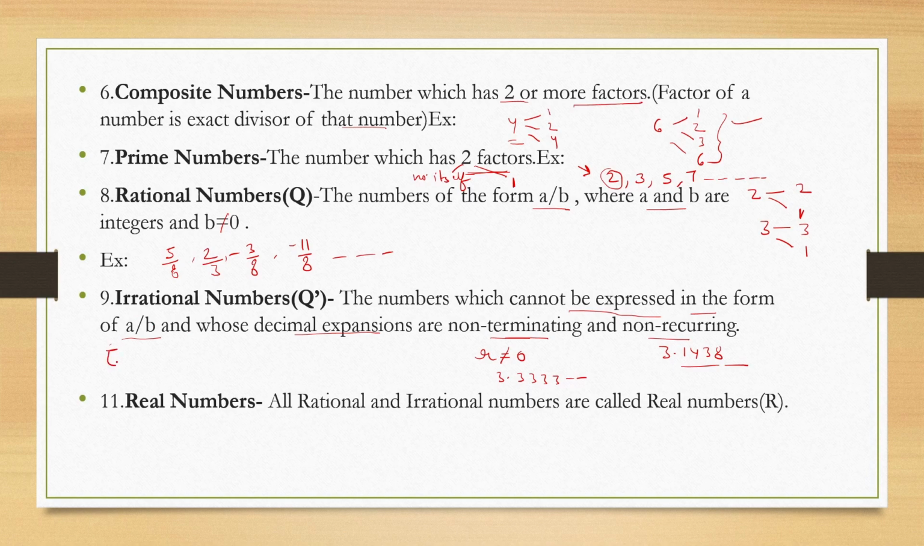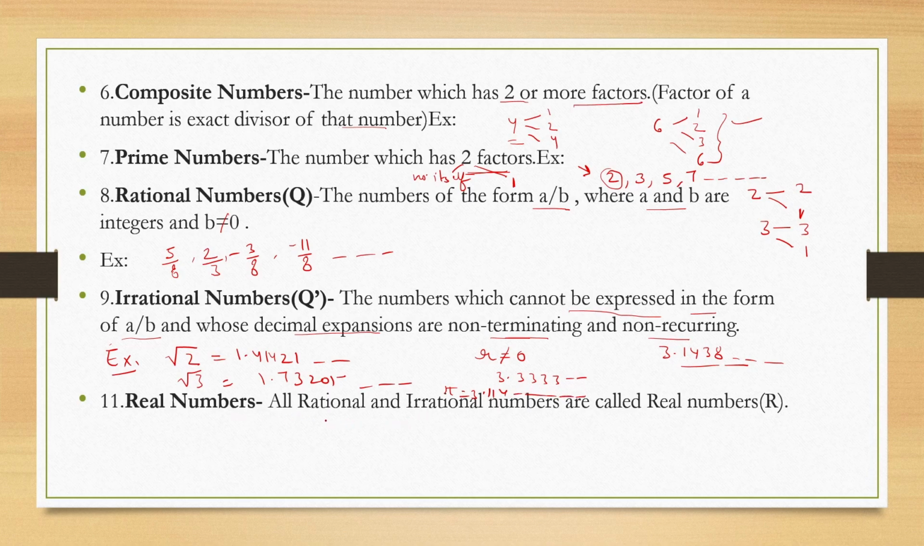An example of an irrational number is square root of 2. The value of this one will be 1.41421 like that, and this will keep on going. Square root of 3 is another example. And pi, with the value 3.14, is also an example of an irrational number.